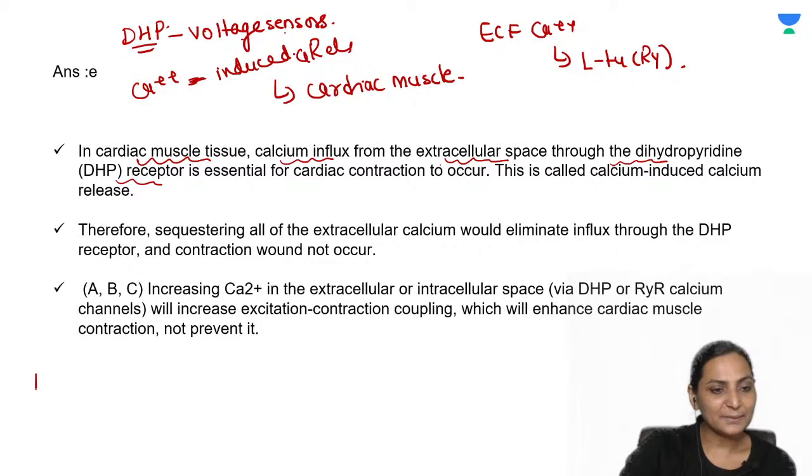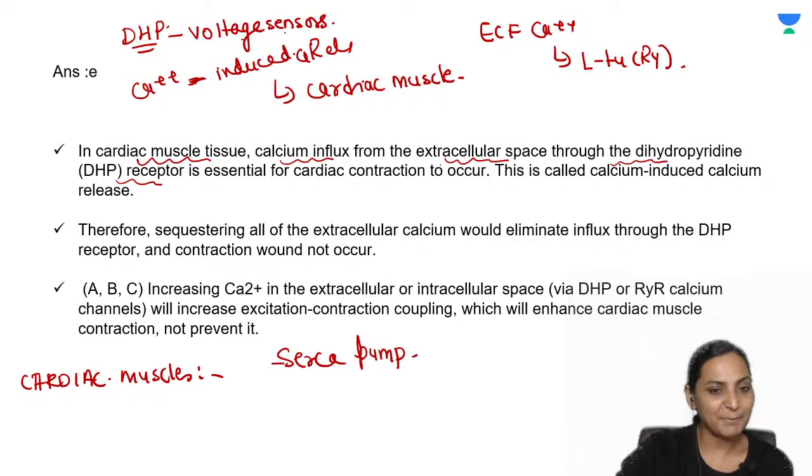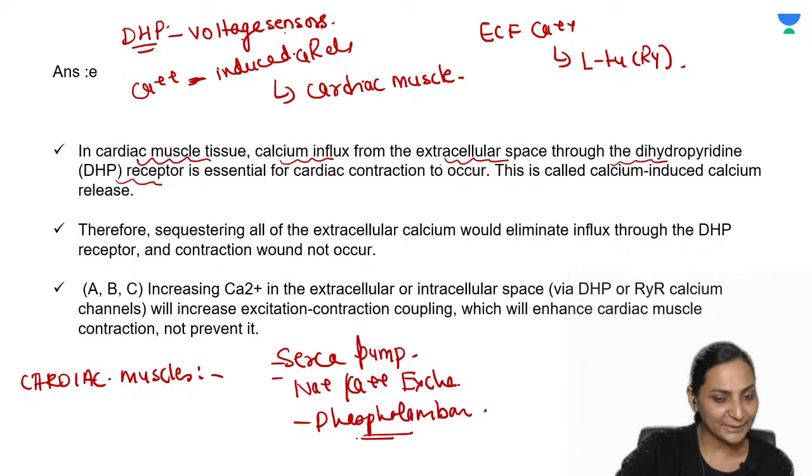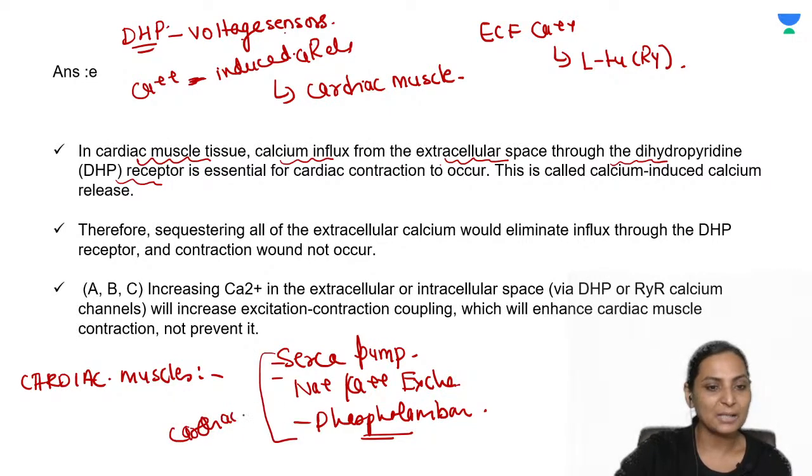And again, remember that in the cardiac muscles, the relaxation is brought about by the SERCA pump, that is the calcium ATPase pump. There is also presence of a sodium calcium exchanger, and apart from this, there is also presence of phospholamban. This phospholamban, when phosphorylated, takes the calcium back into the sarcoplasmic reticulum and ceases the contraction. So these three things are responsible for the muscle relaxation as far as the cardiac muscles are concerned.